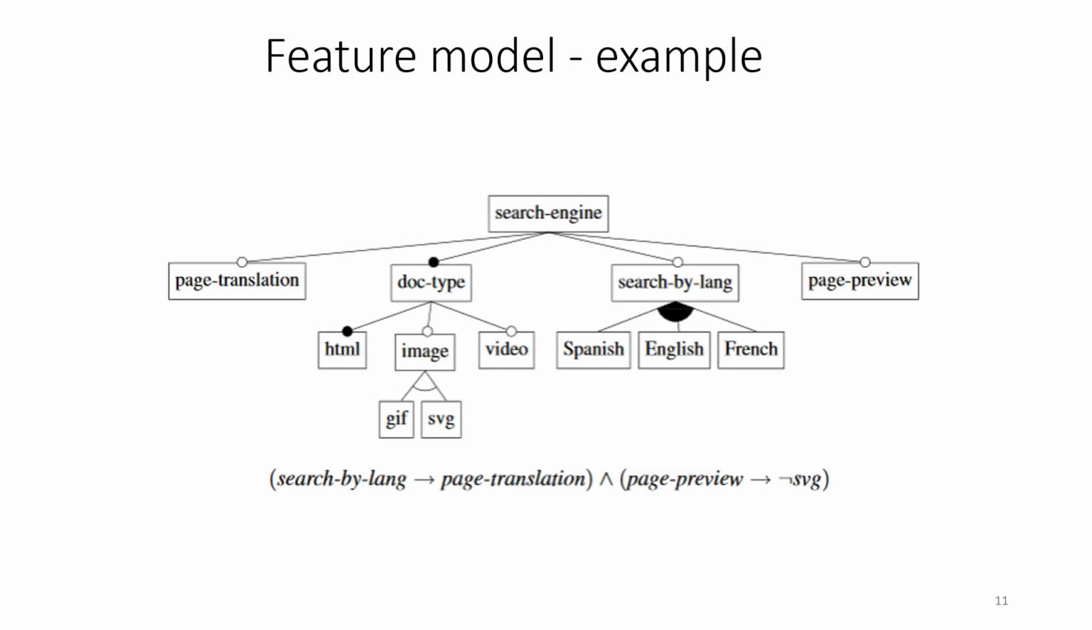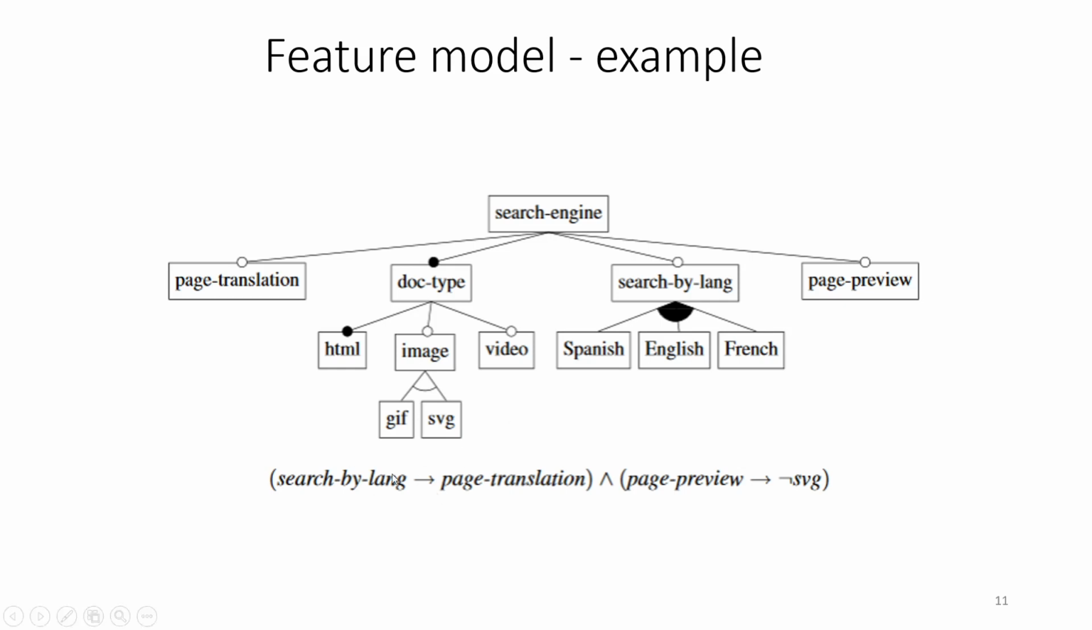Now, another feature model. If we have a search engine, this might offer us an optional page translation. It might work for lots of document types, but HTML is a mandatory document type. Images and videos are optional. If we have the optional image, then we can select either GIF or SVG. We can search by different languages, Spanish, English, French, and we can take any selection of them, but the search by language is optional, and page preview is also an optional feature.